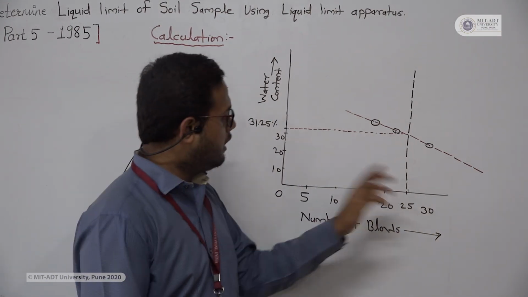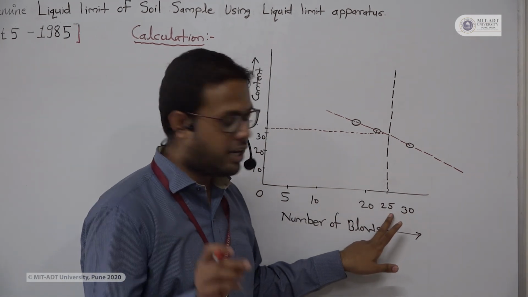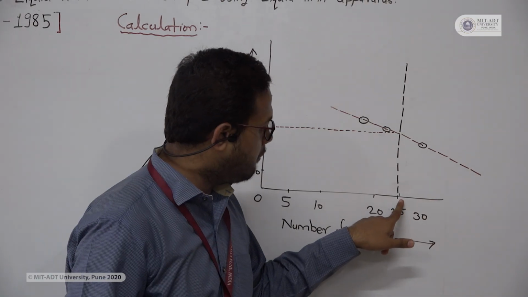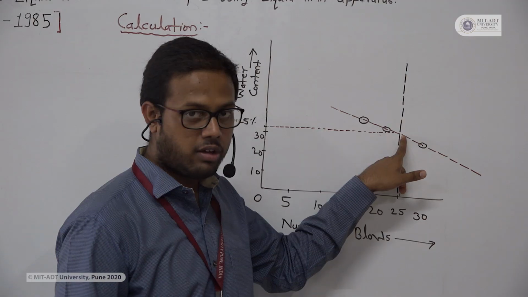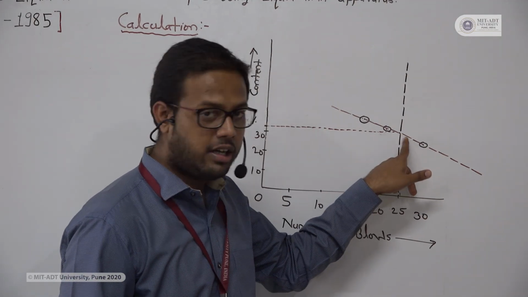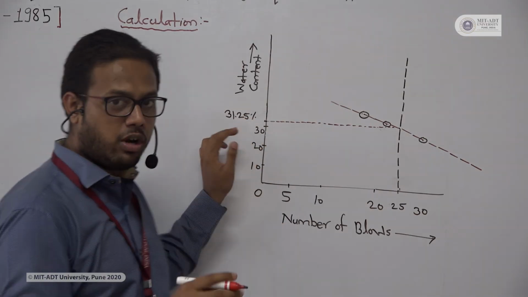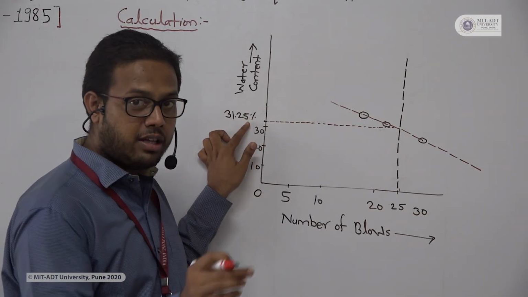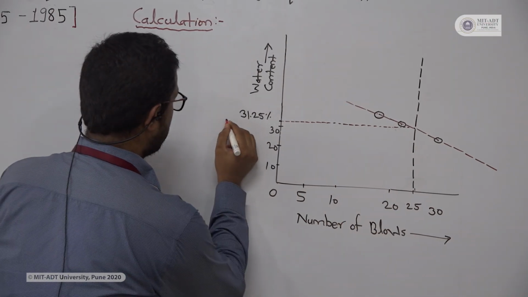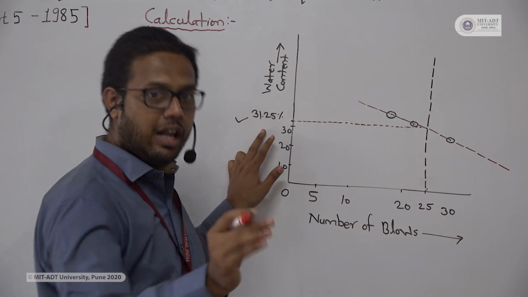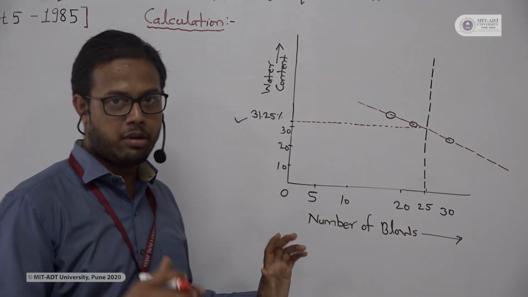a single curve. Okay. On this curve we have to take the number of blows as 25. If we make an intercept from the x-axis, it touches the curve at this point. If we take this intercept on the y-axis, we read 31.25%. Now this 31.25% is the liquid limit of the given soil for 25 blows. So 31.25% is the liquid limit of the given soil sample. So this is the end point of this experiment.